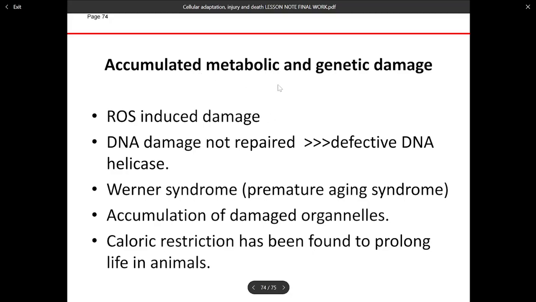Accumulated metabolic and genetic damage: reactive oxygen species induce damage. When DNA damage is not repaired, it results in defective DNA helicases, as in Werner syndrome, which is a premature aging syndrome. There's also accumulation of damaged organelles. Calorie restriction has been found to prolong life in animals. Interesting.